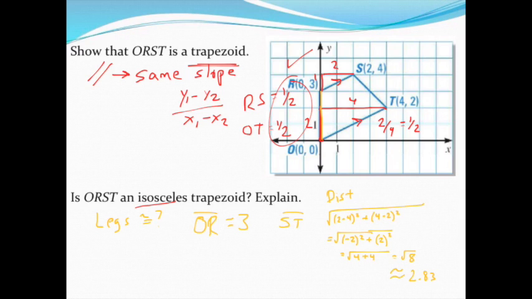So what I discovered using the distance formula was that segment ST is about 2.83 units long. Segment OR is exactly 3 units long, meaning they are not the same thing. So no, this is definitely not an isosceles trapezoid. It is just a trapezoid because the two legs were not the same length.